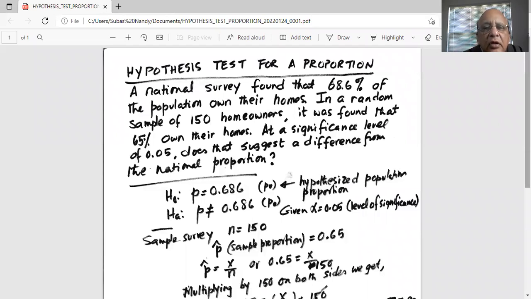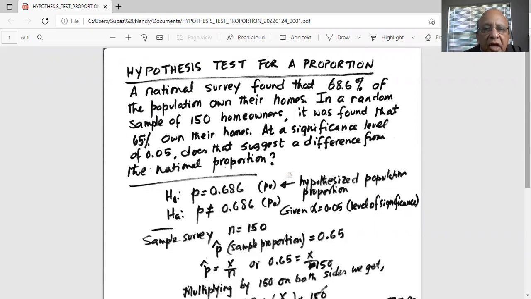Today I'm going to talk about hypothesis test for a population proportion. So I will share my screen with you. So this is a problem on hypothesis test for a proportion.